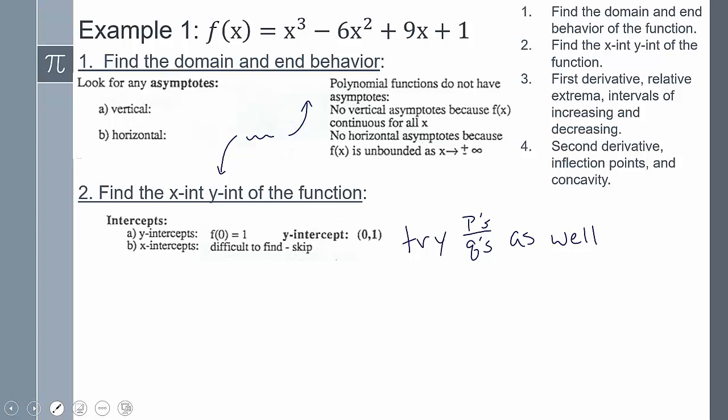Now to find the x and y-intercepts of the function, for the y-intercept, we plug in 0 into our function. Now if I plug 0 into this, we're going to get 1, and so my y-intercept is going to be (0, 1). And then the x-intercepts, if you try your p's over q's, it's not going to be very successful. And so we're just going to skip that for now. To find what they're going to be more accurately, we're going to have to use a graphing utility or a calculator to be able to help us.